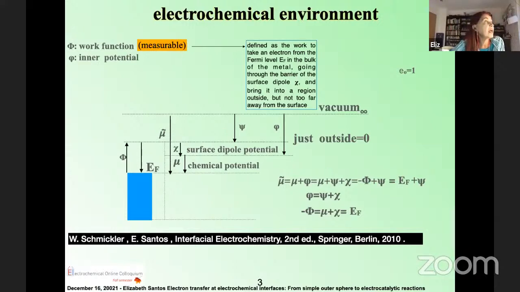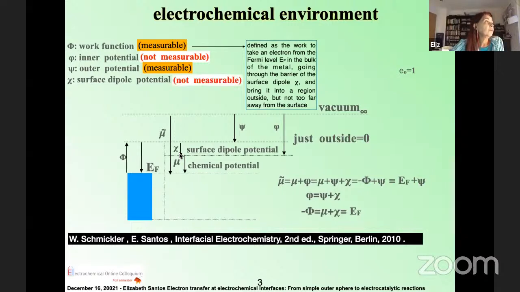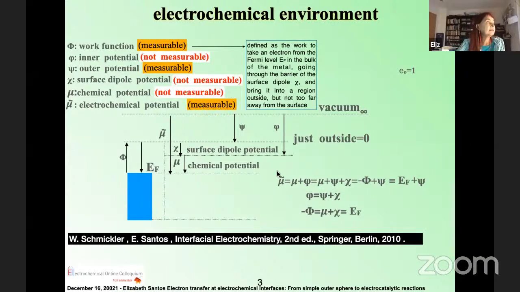Then we have this inner potential, which is not measurable, and the outer potential that is measurable. And then we have this surface dipole potential, which is not measurable, and the chemical potential, which neither is measurable, but the electrochemical potential is. And these are all the relations between these properties.